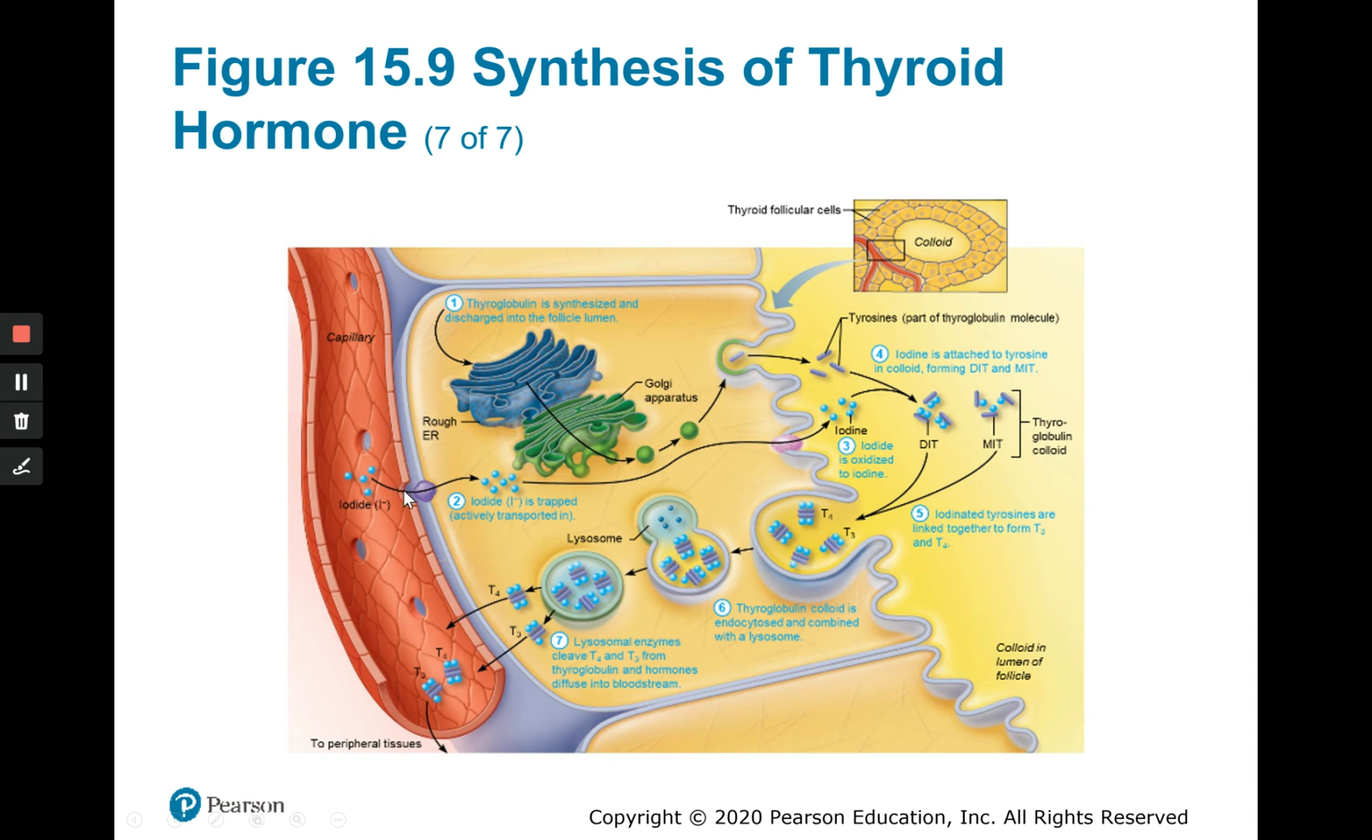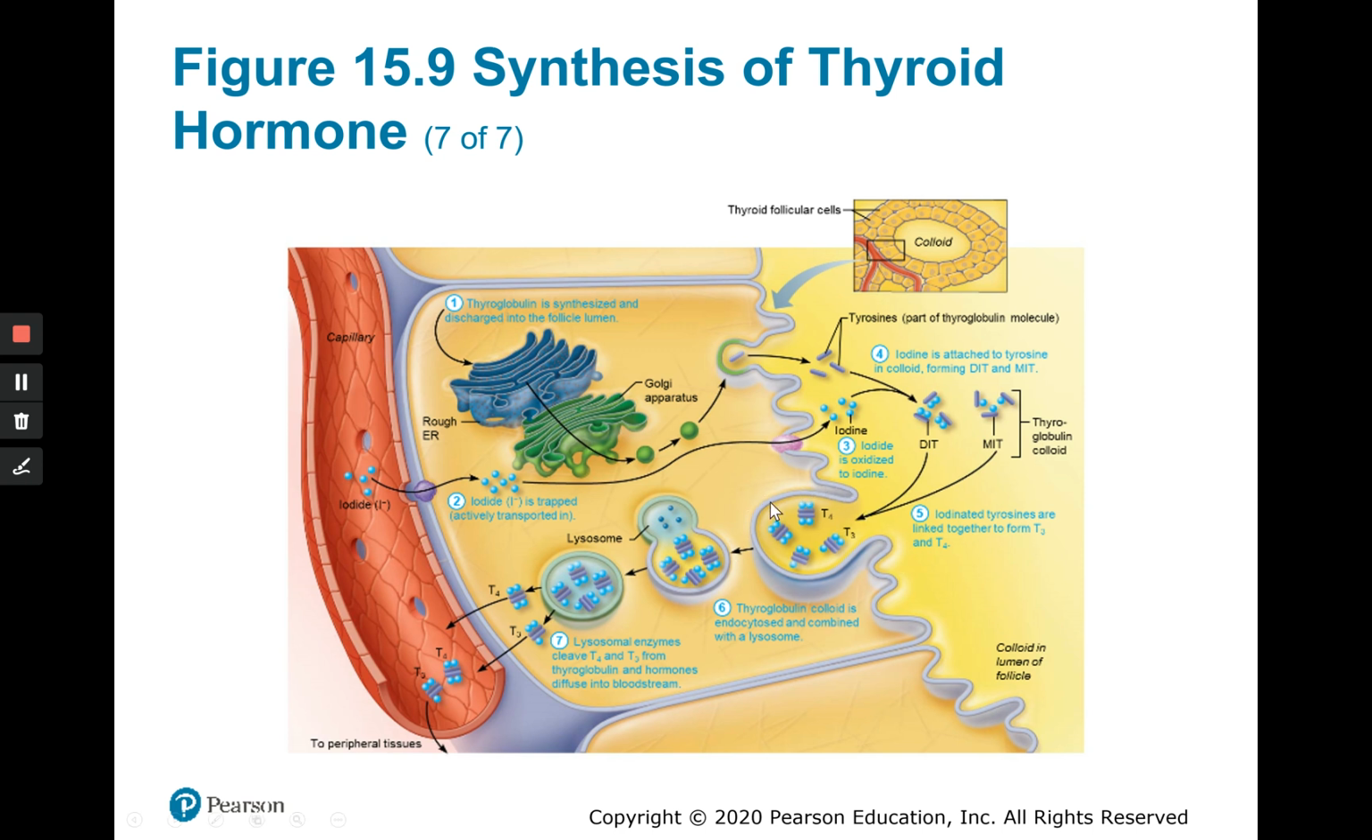We got iodide from the blood, we transported it into the cell, across the cell, out of the cell, into the follicle lumen. Next, we're going to turn iodide into iodine. So we'll oxidize iodide. Then we will form DIT and MIT by breaking down thyroglobulin and putting those tyrosines from thyroglobulin onto our oxidized iodide, which is now iodine. So we have now DIT and MIT in the thyroglobulin colloid, and then we need to endocytose these two substances. While doing so, they will combine to form T3 and T4.